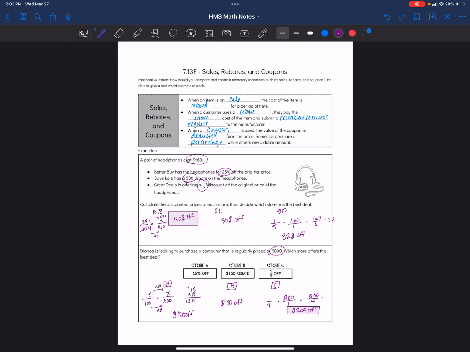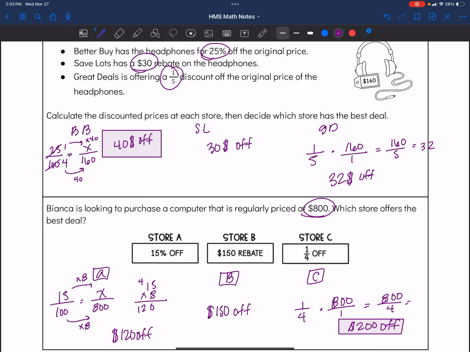And that's it, y'all. So really, if you see a percent, set up a proportion. If you see a rebate, you know that that's just the amount you get off. If you see a fraction, you're going to be multiplying it to figure out what is 1/5 of, what is 1/4 of, and so on.